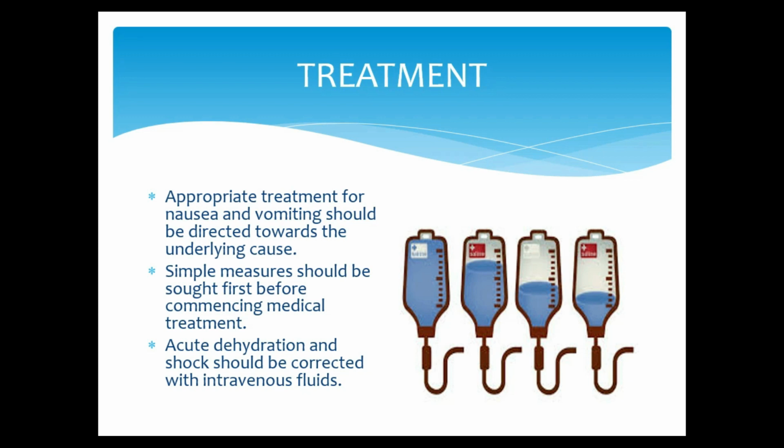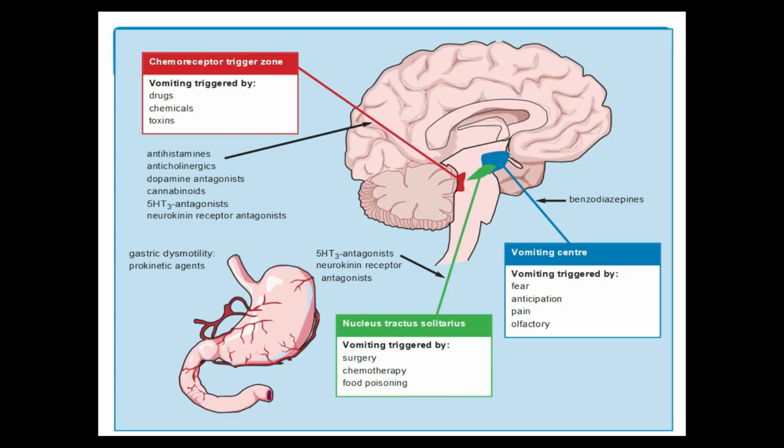For example, if your patient has acute dehydration, and some of them may suffer from shock, it should be corrected with intravenous fluid. So you have to give intravenous fluid. And then let's have a look here. What is the trigger, the cause of the vomiting?